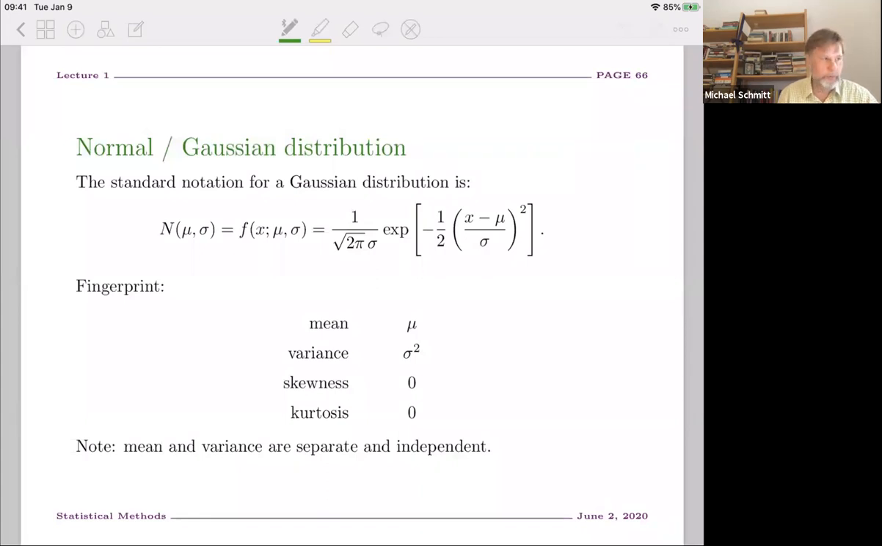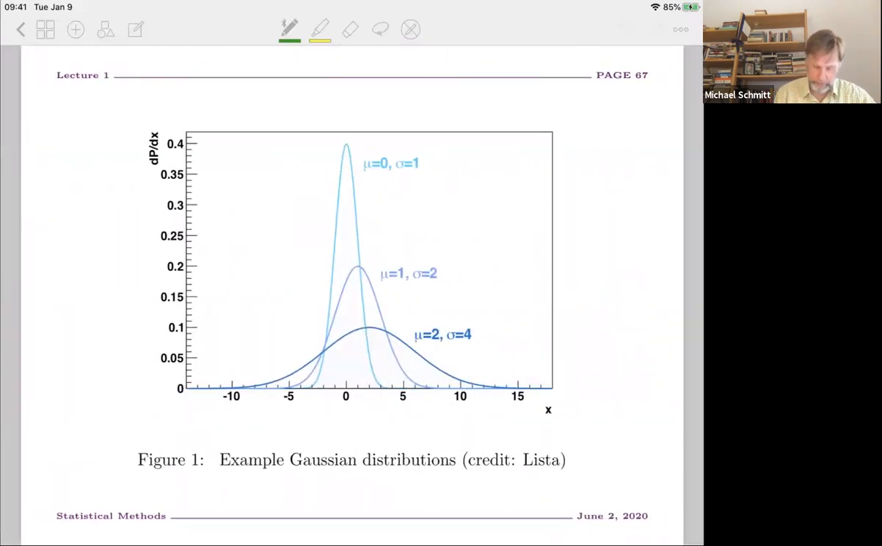The normal distribution, everybody knows a normal or Gaussian distribution. It depends on two variables, the mean and the standard deviation, or RMS. The variances are determined exactly by that. That's where the notation comes from in the first place, from the Gaussian distribution. Of course, you know what this looks like.